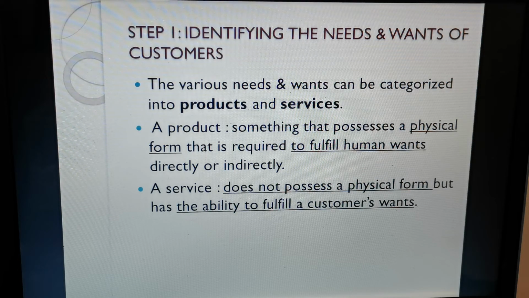For example, if parents work, parents need someone to look after their children. So this we call a service, to take care of the children. That will fulfill a customer's wants.